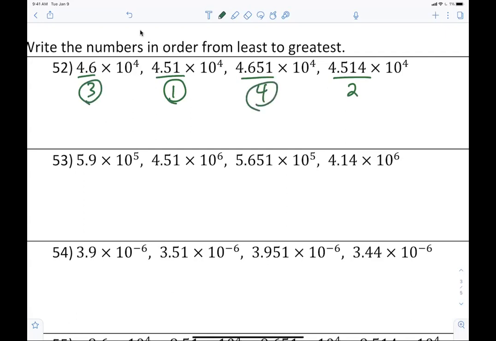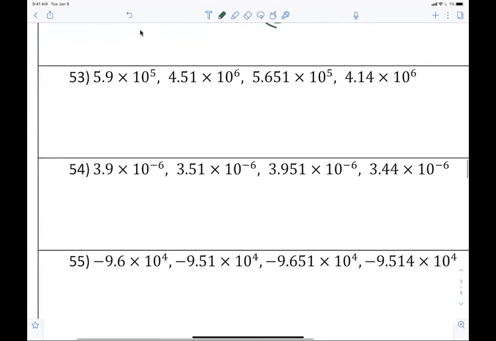Small to large. All right, now that's an easy one because the exponents are the same. All right, so London, why do we have a problem in 53? Because the exponents are different. Right, so what is the smallest exponent? 5. Yeah, so you check these first.